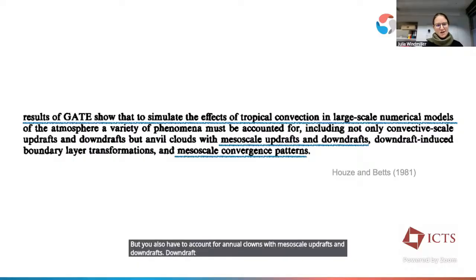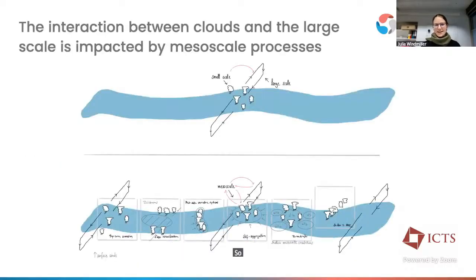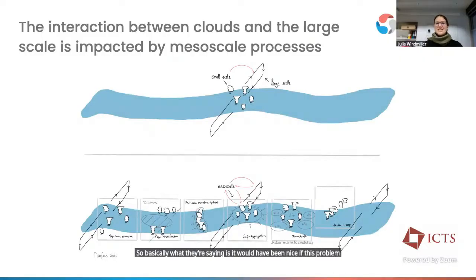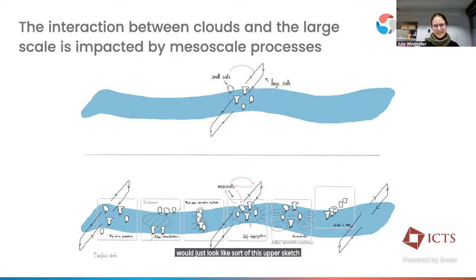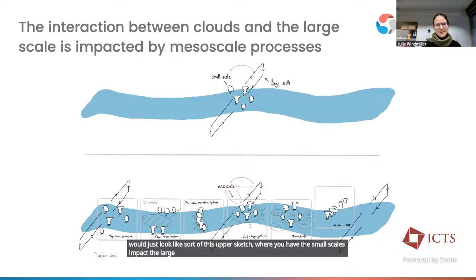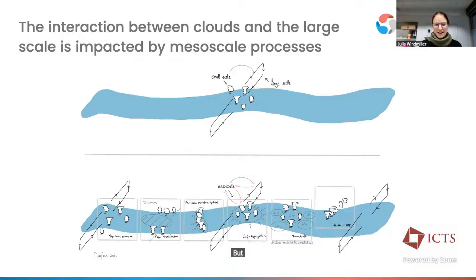Downdraft-induced boundary layer transformations and mesoscale convergence patterns. So basically what they're saying is, it would have been nice if this problem would just look like this upper sketch, where you have the small scales impact the large scales and vice versa. But what they actually find is that there's the mesoscale that gets in the way.